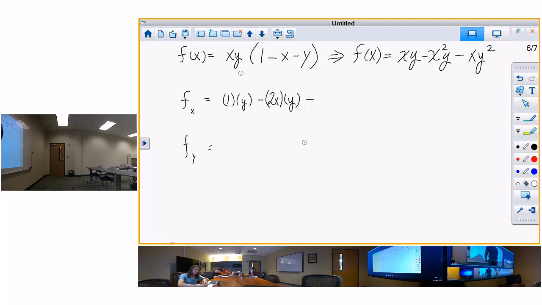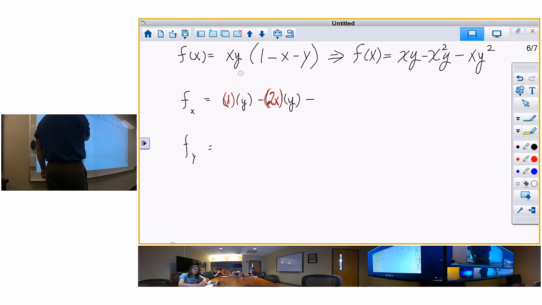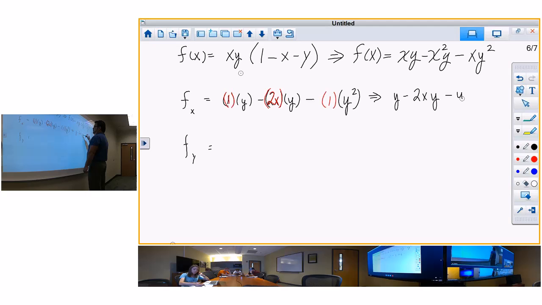Minus, and I'll tell you what, let's do the derivative here. That's 2x. We'll do that in red, and this one right here, 1. And what's the derivative of x? 1 times y squared. And that's going to be equal to y minus 2xy minus y squared. All right, now you do f of y.